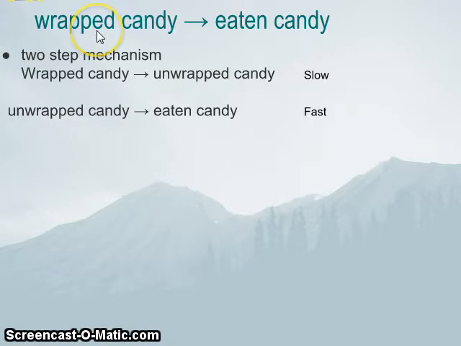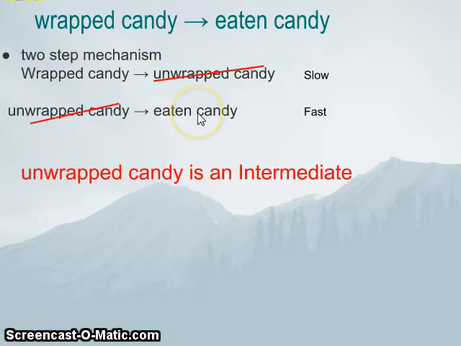So let us consider a reaction mechanism for a very simple reaction: wrapped candy goes to eaten candy. Before we can go from wrapped candy to eaten candy, we have to unwrap it. So I'm going to propose a two-step reaction mechanism where the wrapped candy turns into unwrapped candy, and then unwrapped candy turns into eaten candy.